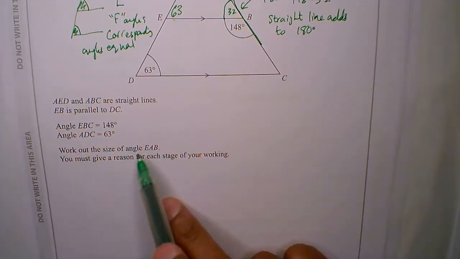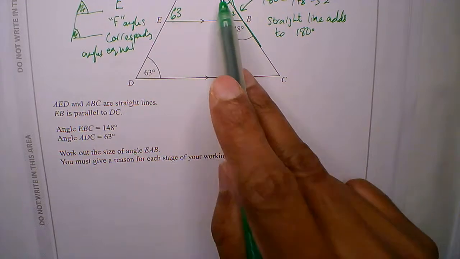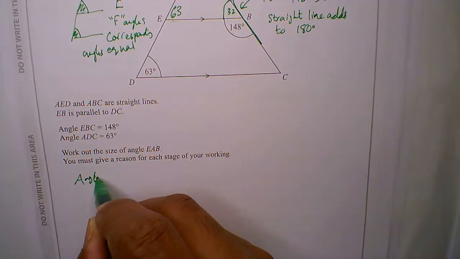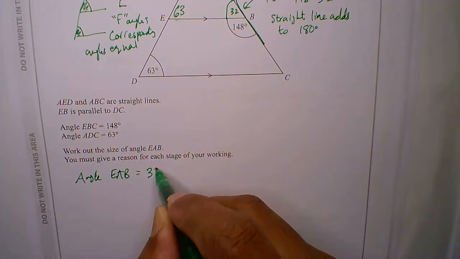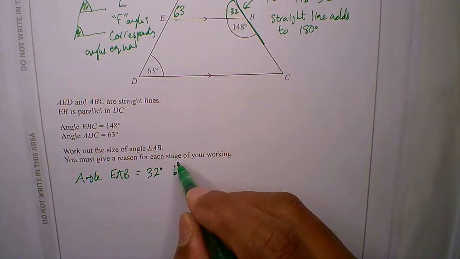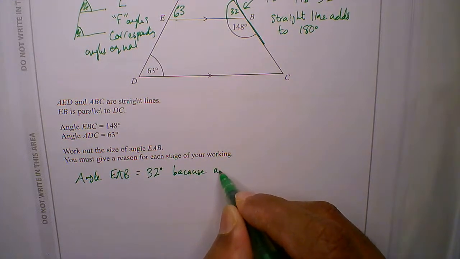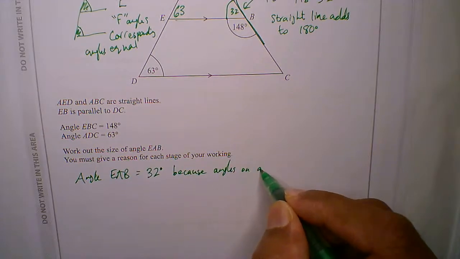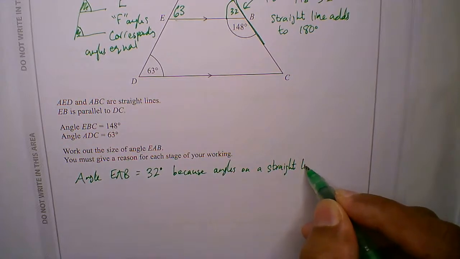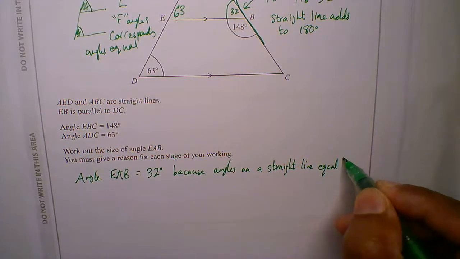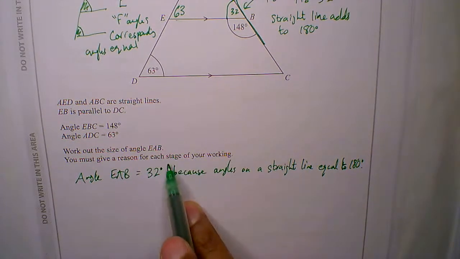Okay, and so I can just rewrite all those parts in the space below. What was the first thing I worked out? I worked out 32, so that's angle EAB. Angle EAB equals 32 degrees because angles on a straight line equal 180 degrees. Remember, you must give a reason for each stage of your working out.